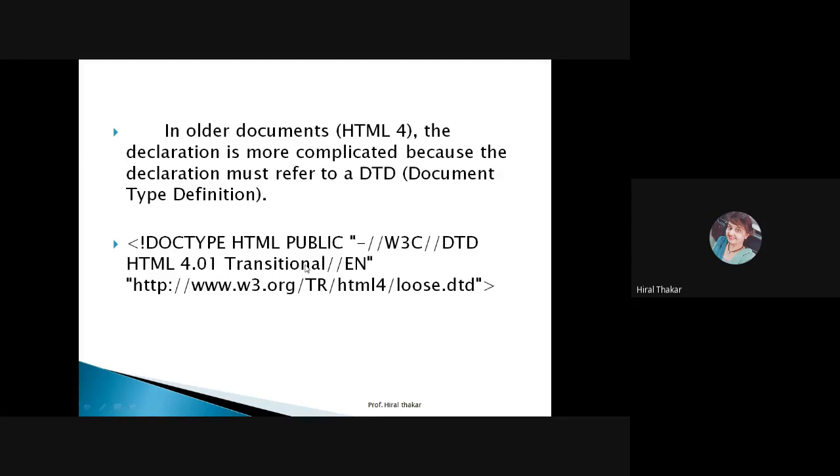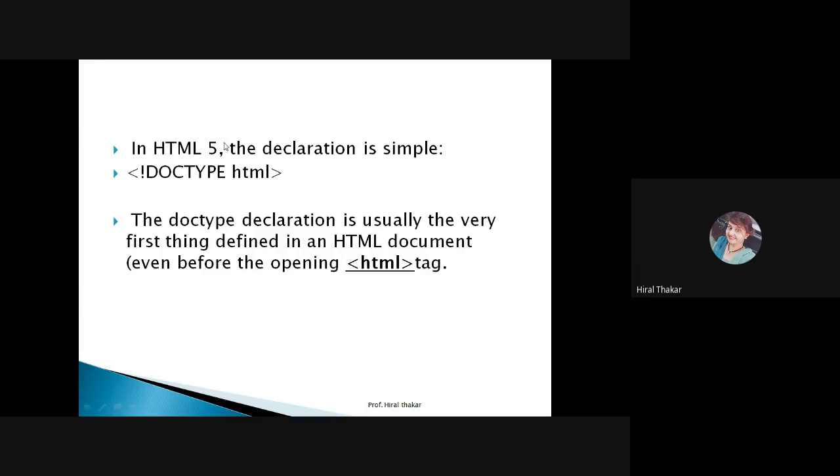HTML4 was the traditional version, where you had to say which language is used, English is used, right? And which site will be displayed. So all the details we had to give in doc type in the previous version. Now it is not needed. In HTML5, the declaration is very simple: doc type and HTML. If you write simple HTML, it means it is HTML5. It will be before you start the HTML tag. It will be the first tag of your page.